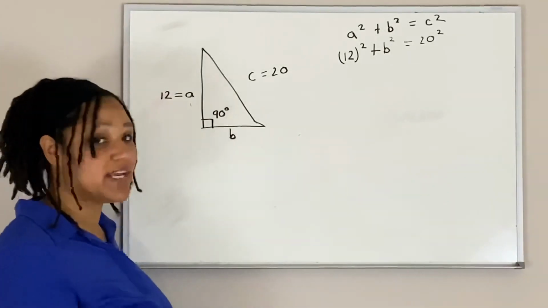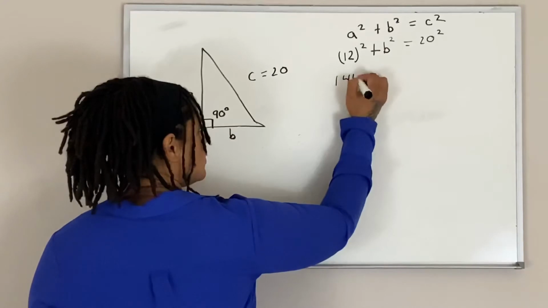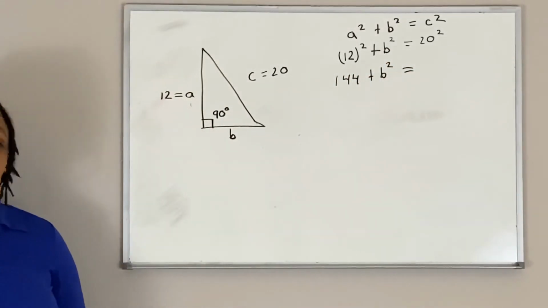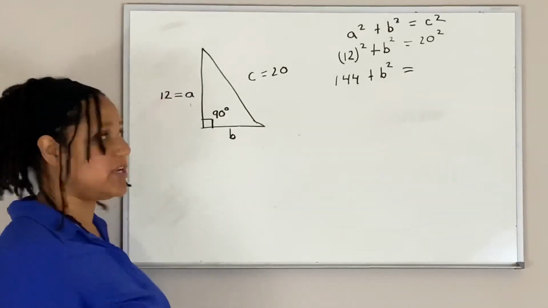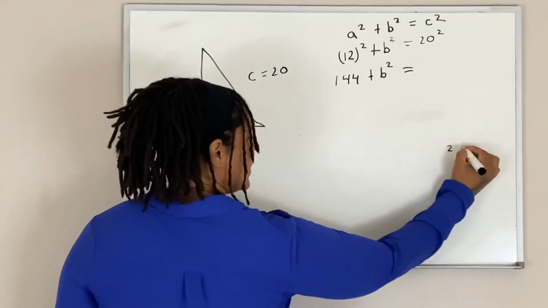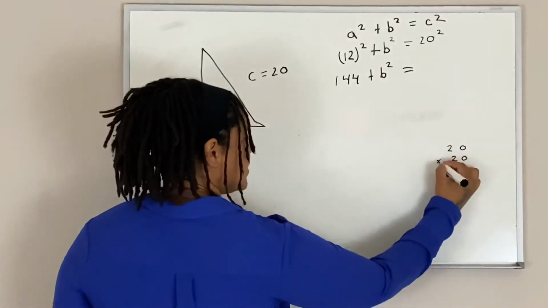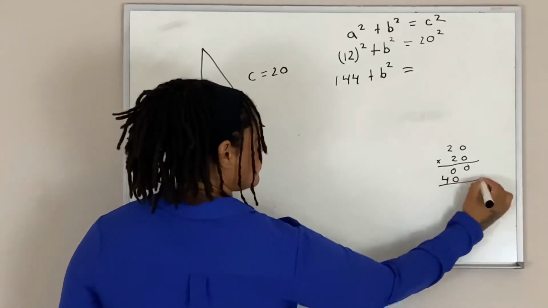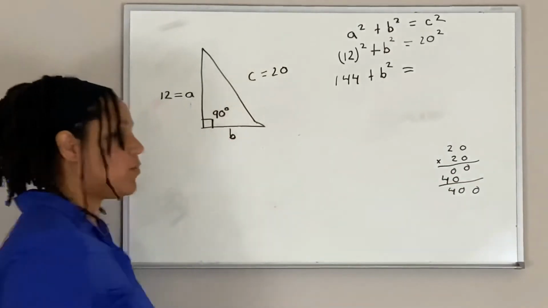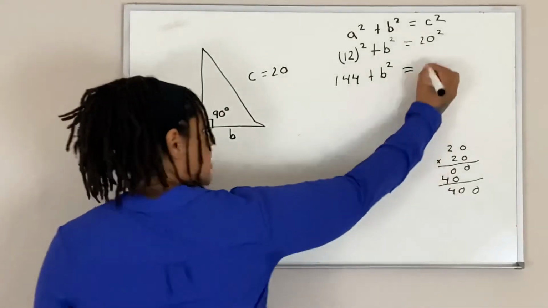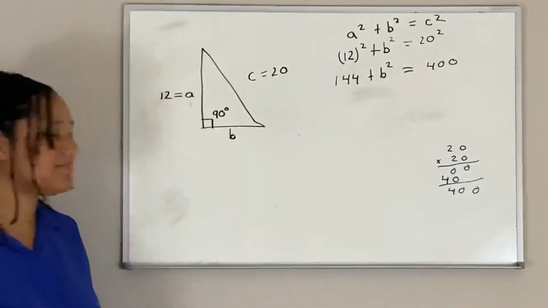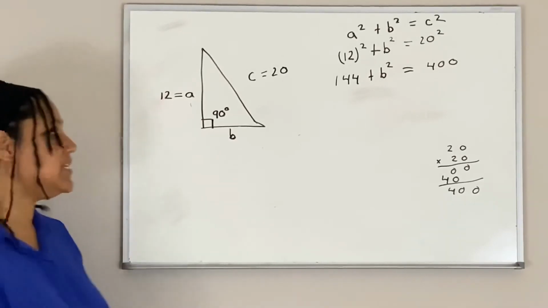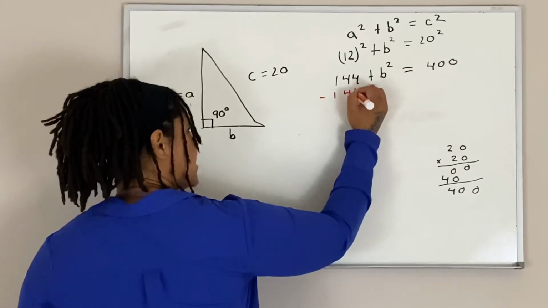So 12 squared is 144. And we carry over our B squared. 20 squared is basically 20 times 20, right? So if I come out to the side and I just say 20 times 20, we have 400. So 400 will be on our right side. So we need to isolate B again. So in order to isolate B, we need to subtract 144 from both sides.